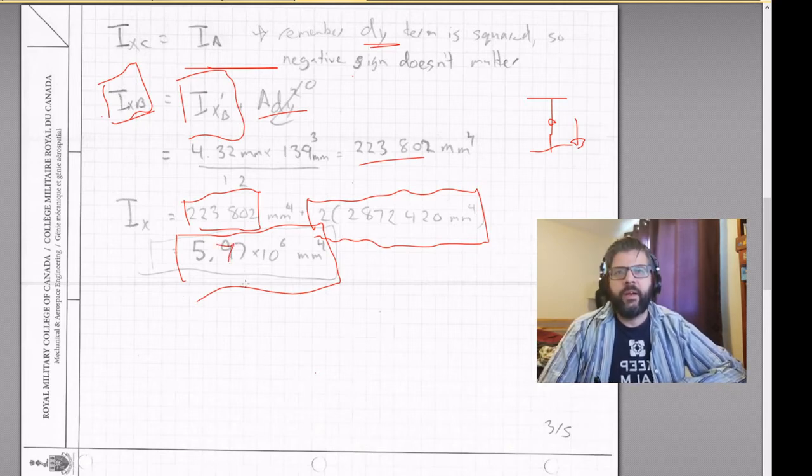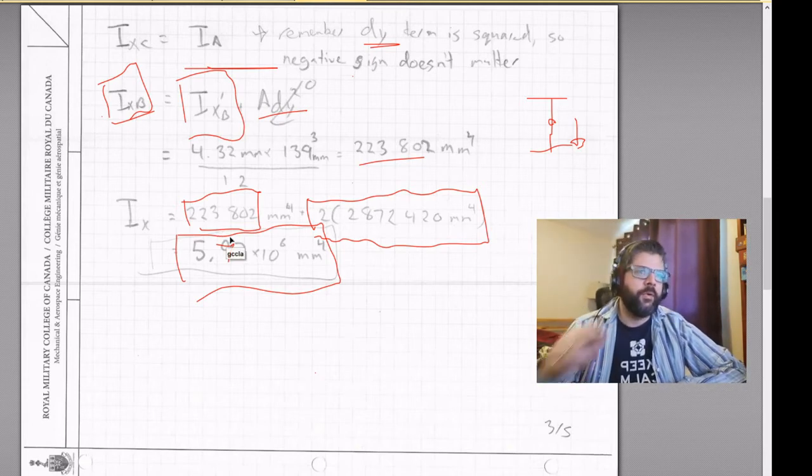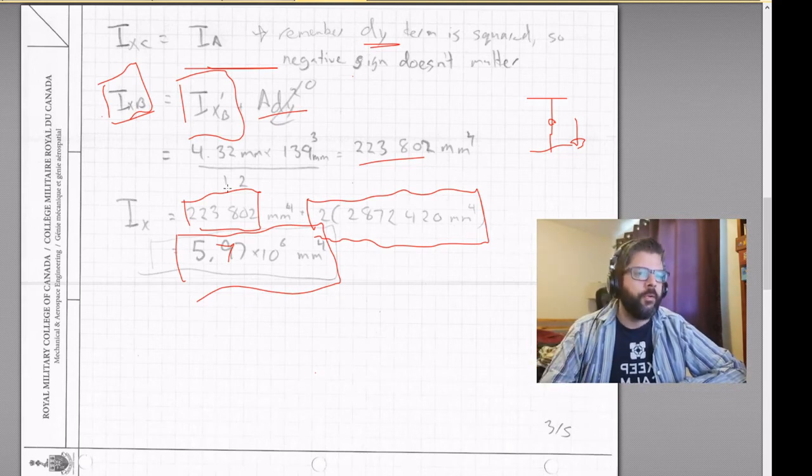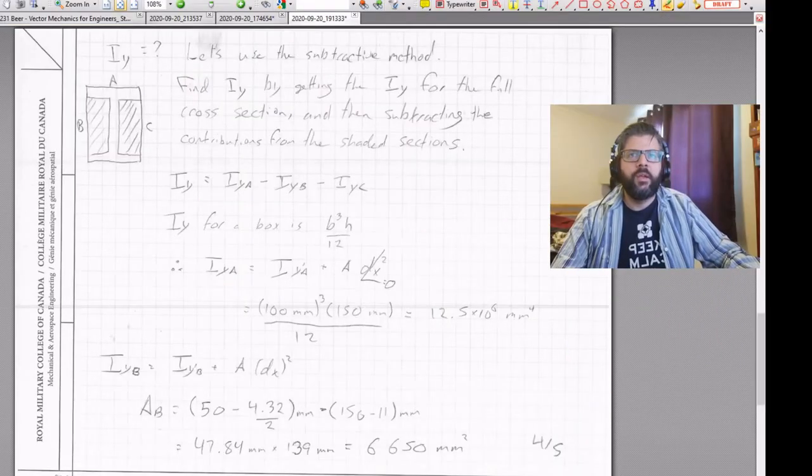So when you're designing an I-beam, you're designing the flanges in order to withstand your bending. You're not relying upon the web to do that at all. The point of the web isn't bending resistance. The point of the web is to hold the shear load, which we'll talk about later in the course.